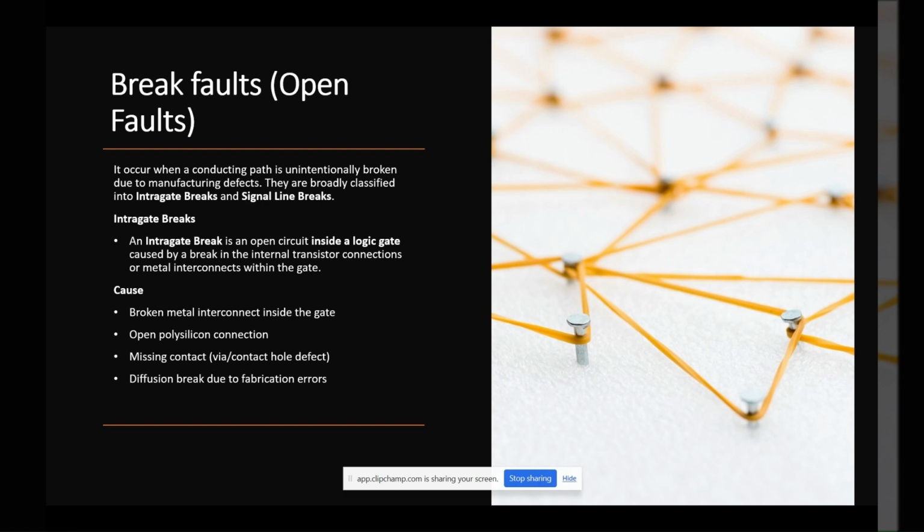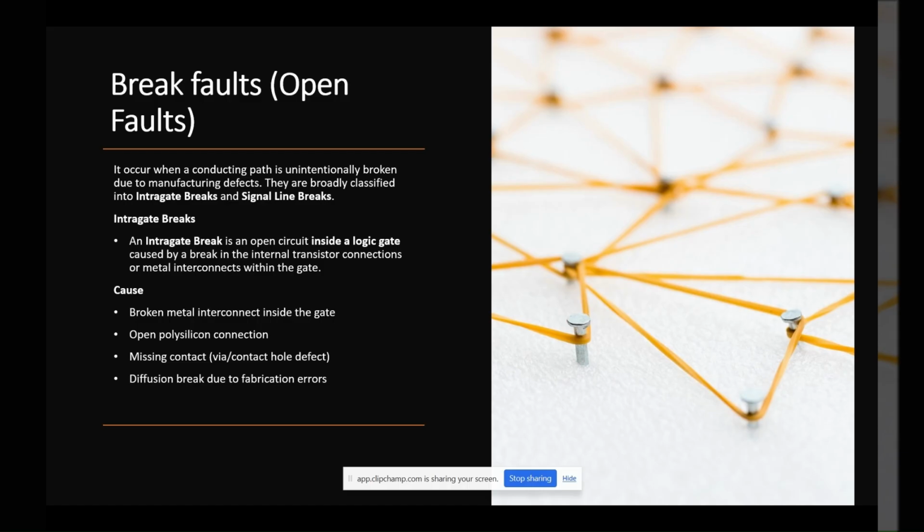Break faults or open faults occur when the conducting path is unintentionally broken due to manufacturing defects during the manufacturing process. Breaks or opens in CMOS circuits are caused by missing conducting material or extra insulating material, etc. These breaks or open faults may result in intra-gate breaks or signal line breaks. The categories are intra-gate breaks and signal line breaks.